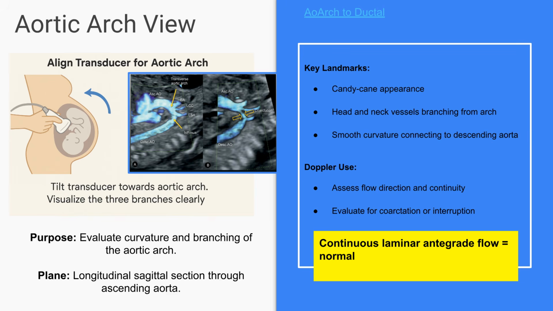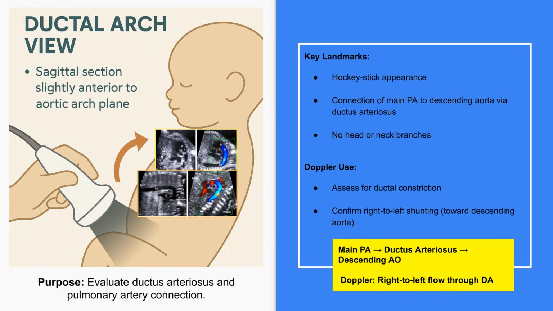The aortic arch view evaluates the curvature and branching of the aortic arch, which should appear like a, quote, candy cane. You should visualize the head and neck vessels branching off and confirm continuous laminar antegrade flow using Doppler. The ductal arch view evaluates the connection between the pulmonary artery and the descending aorta via the ductus arteriosus, presenting a hockey stick appearance. Doppler confirms normal right-to-left shunting.